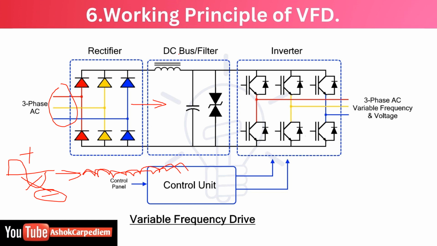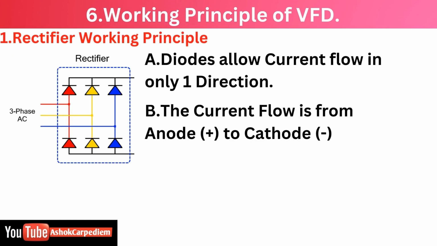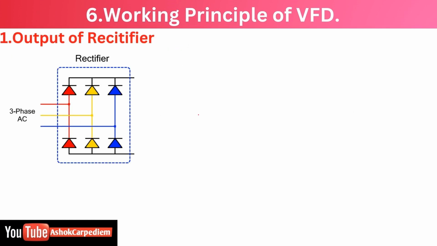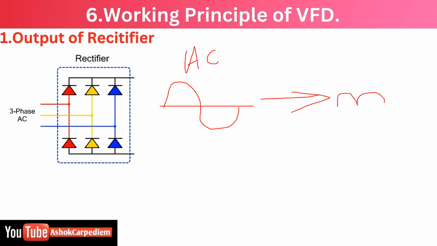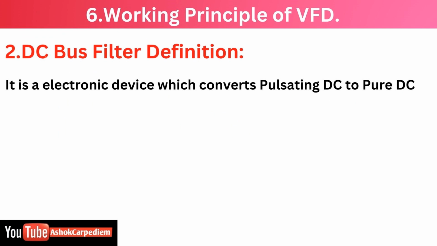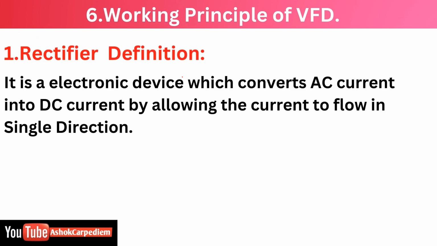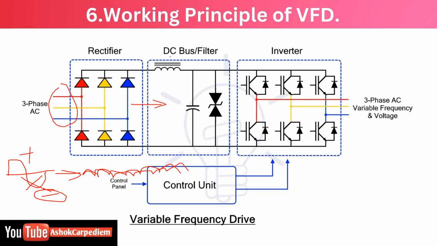And what the DC bus filter has to do, we will see now. So this is the output of the rectifier, I told you. Like this is the AC wave, sine wave. The rectifier converts this into this, like this. It is removing this negative part. That is the main working of the rectifier. You can write like this. Okay, then the DC bus filter definition. Next we have the DC bus filter, right? What this DC bus filter will do, we will see now.